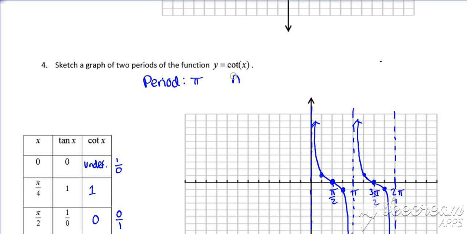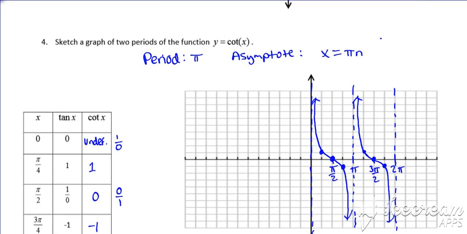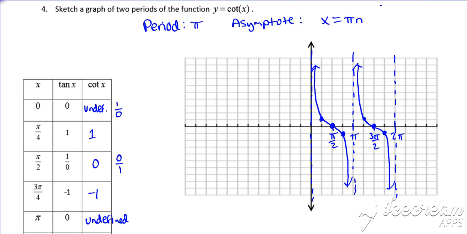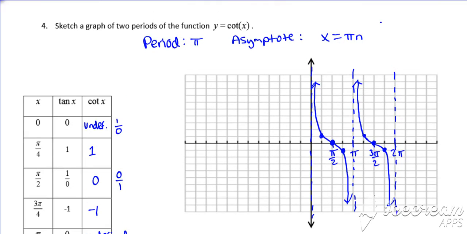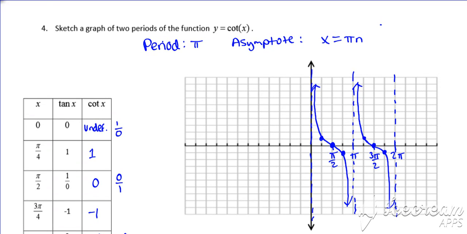And then the asymptote equation, since we have one located at 0, that makes it easy, but they still occur every pi radians away from each other. So pi times n would be your asymptote equation. Any horizontal transformations I would apply to this one as well. Okay, so that's what the cotangent graph looks like. Very similar to the tangent graph.